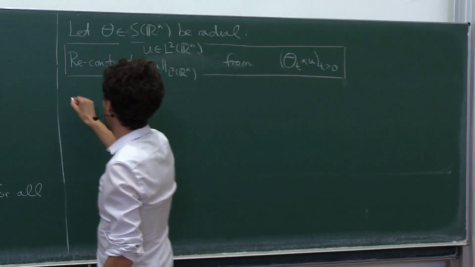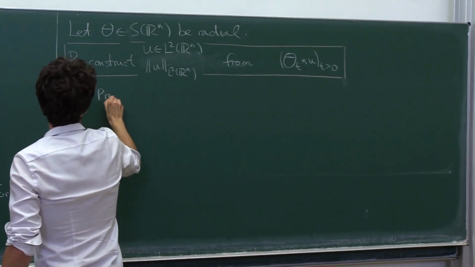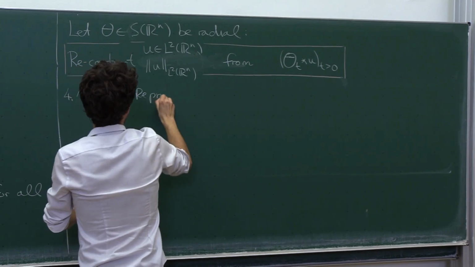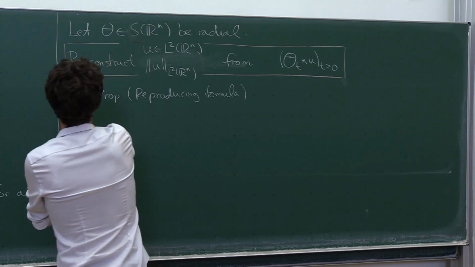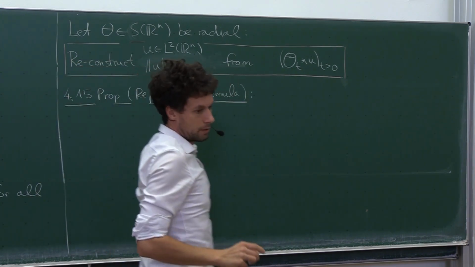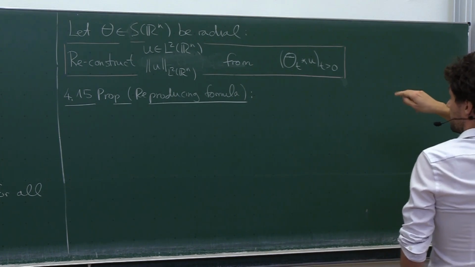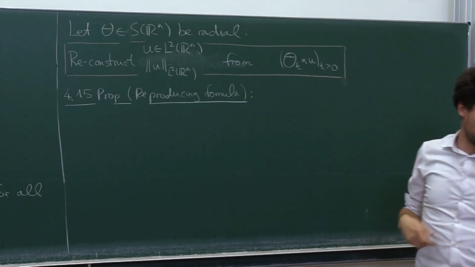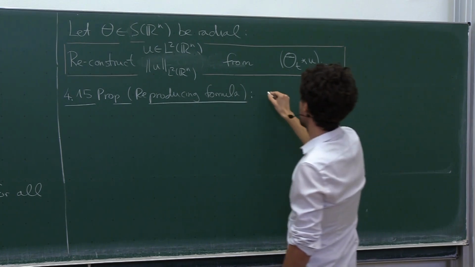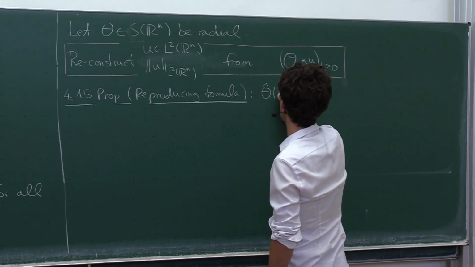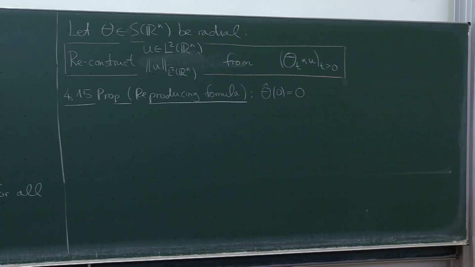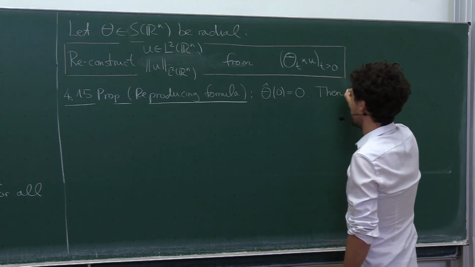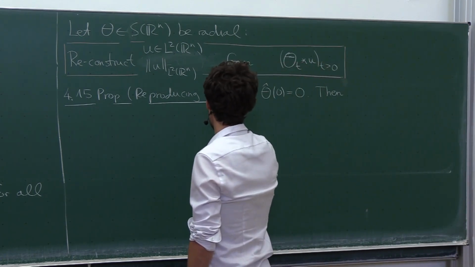Okay, so this is Proposition 4.15, and this is called the reproducing formula. Okay, so the theta is always going to be a radial Schwarz function in what follows, and I make the additional assumption that the integral of theta is equal to 0. In other words, the Fourier transform of theta vanishes at the origin. Okay?